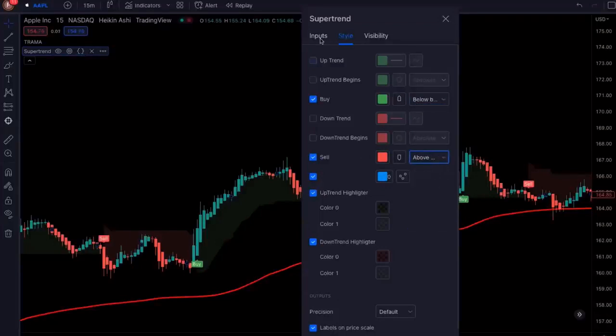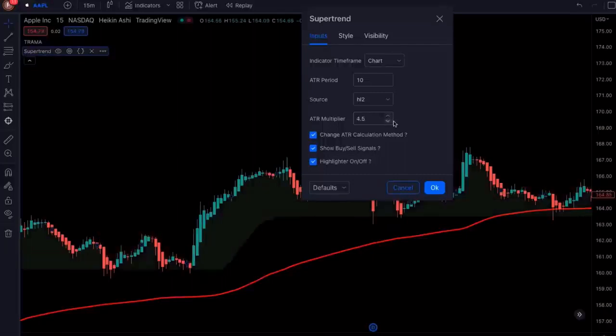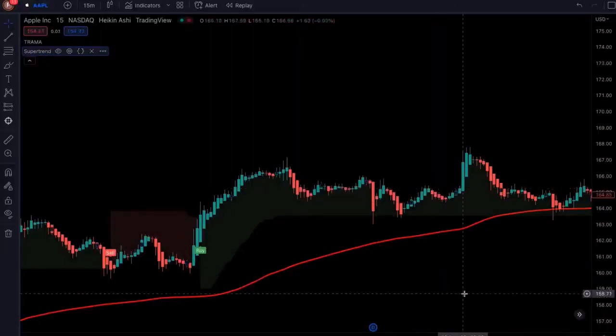Okay? And then we're gonna go into inputs. In inputs, we're gonna leave these two the same. We're just gonna change the ATR multiplier. We're gonna change that to 4.5. Okay, click OK. All your settings are done.